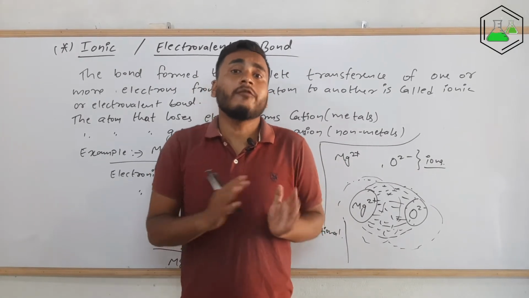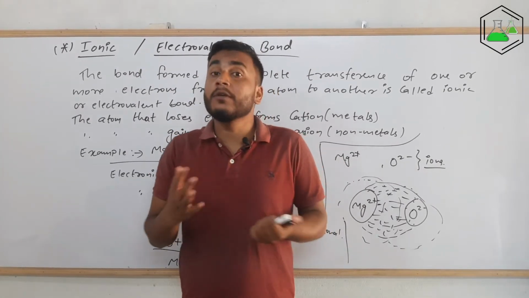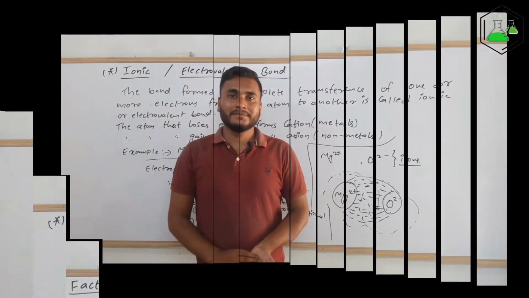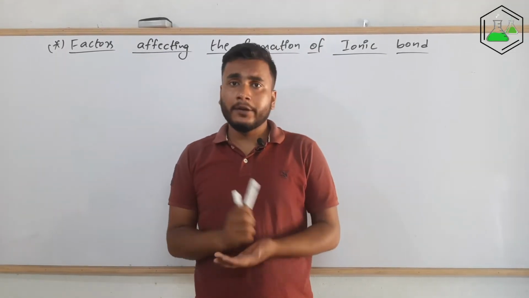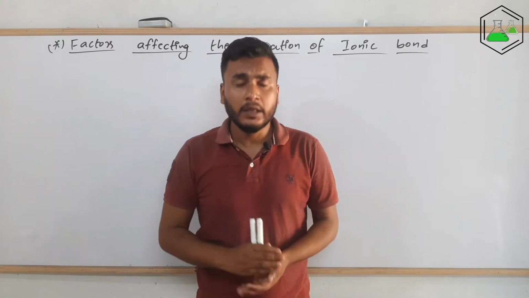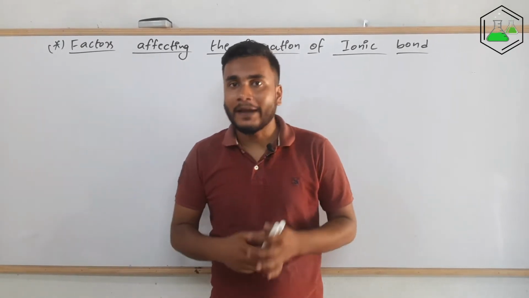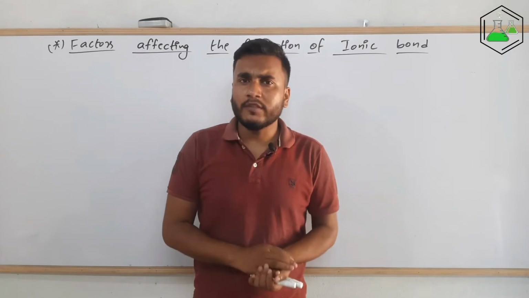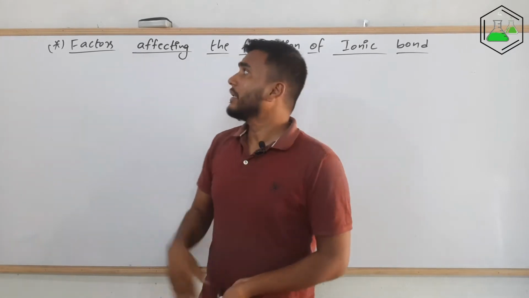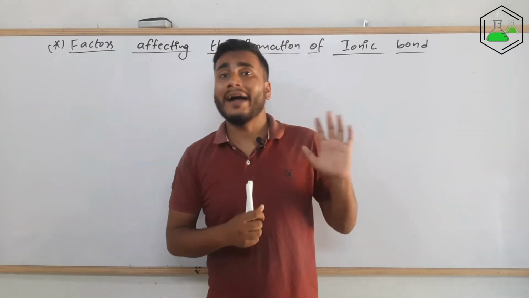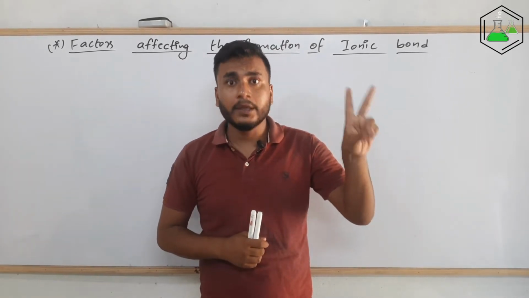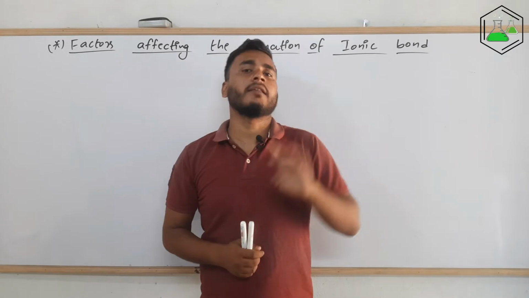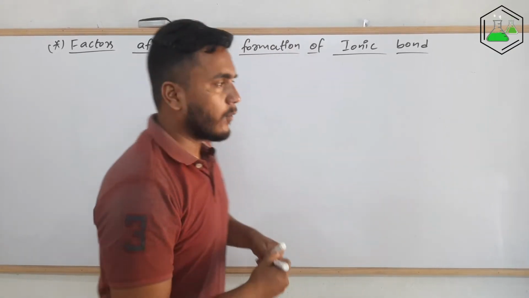Now let's see some factors that affect the formation of ionic bond. As ionic bond is formed by the complete transference of electron from one atom to another atom, then obviously it is affected by different factors. In this video, I am going to explain the 4 different factors that affect the formation of ionic bond. They are ionization energy, electronegativity, electron affinity, and lattice energy. So let's understand one by one.